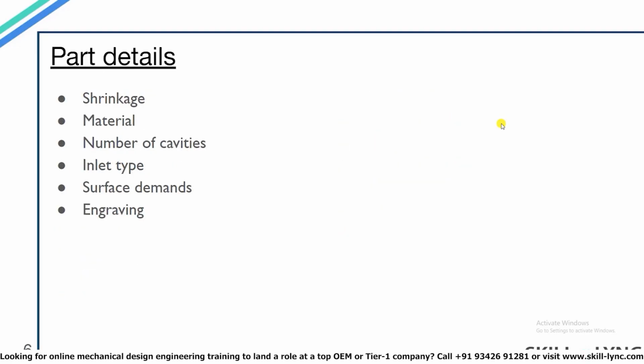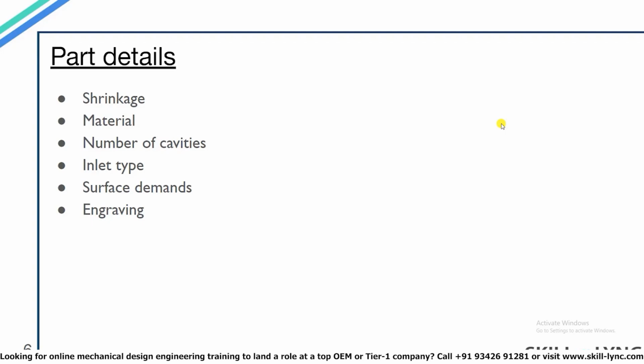So first we are going to cover the part details. The first point is shrinkage. Whenever the molten material in the mold solidifies, it shrinks. So the actual part size obtained is less than the size of the mold. So the size of the mold is designed in such a way that it takes into account the shrinkage of plastic and gives a part with correct dimensions. To do that, we need the exact shrinkage value for the material that is being injected into the mold.